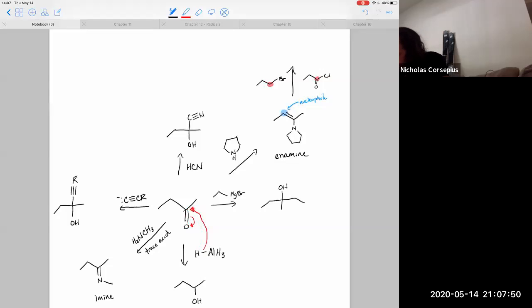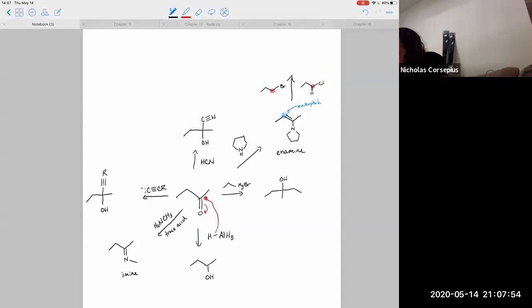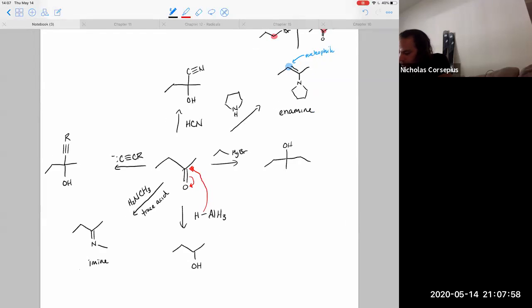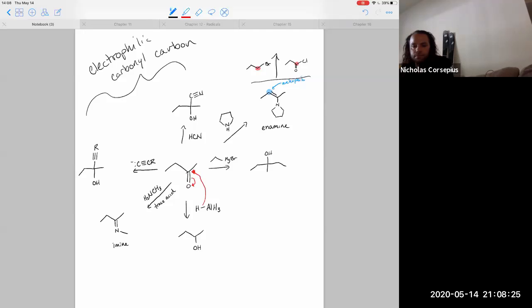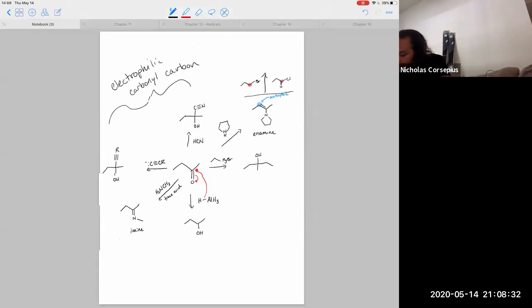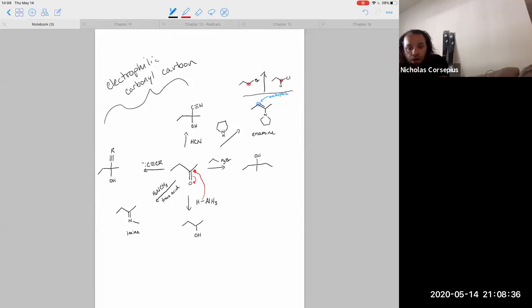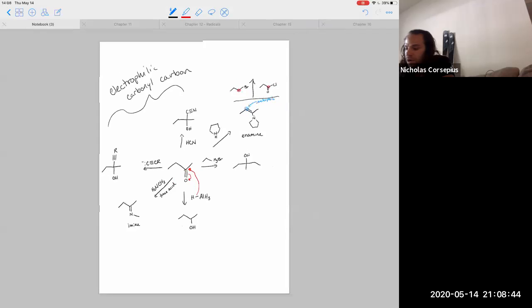We'll see this similar. This is similar to when you use LDA and a ketone. It's going to be the same as using the enamine. So let's now go over that, right? First of all, I kind of got a little bit off track here. All of these are examples of your electrophilic carbonyl carbon. That was one important feature of our ketones and aldehydes, that electrophilic carbonyl carbon. The other one is that relatively acidic alpha hydrogen. So let's practice some with that.